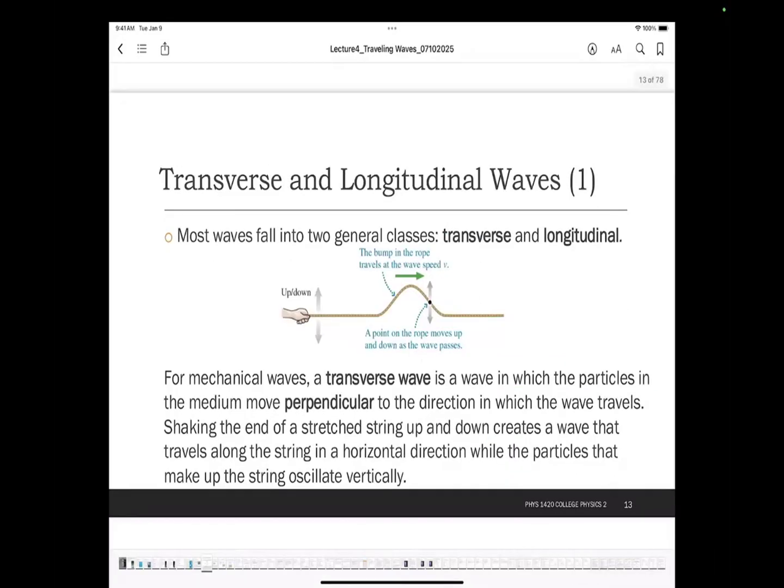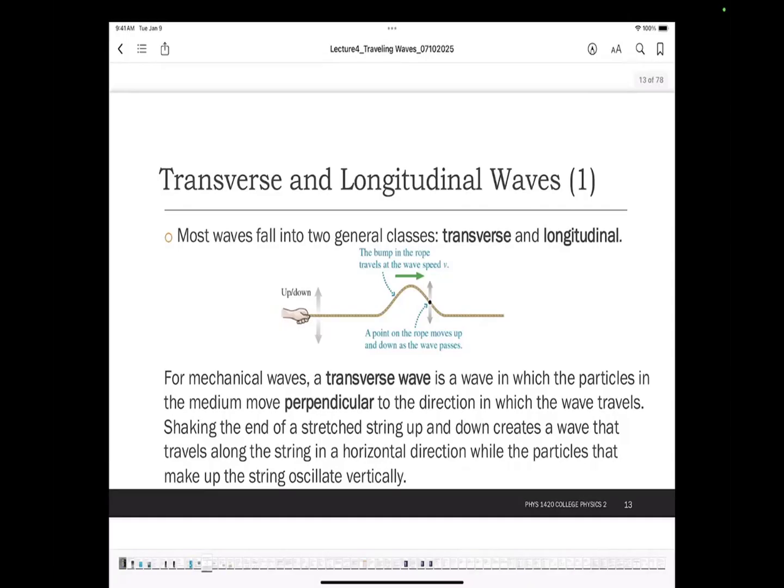Okay, let's check the other two important terms. We call them transverse and longitudinal waves. Most waves fall into two general classes, transverse and longitudinal. I think many students may have heard about them, and let's explore them more. For mechanical waves, a transverse wave is a wave in which the particles in the medium move perpendicular to the direction in which the wave travels.